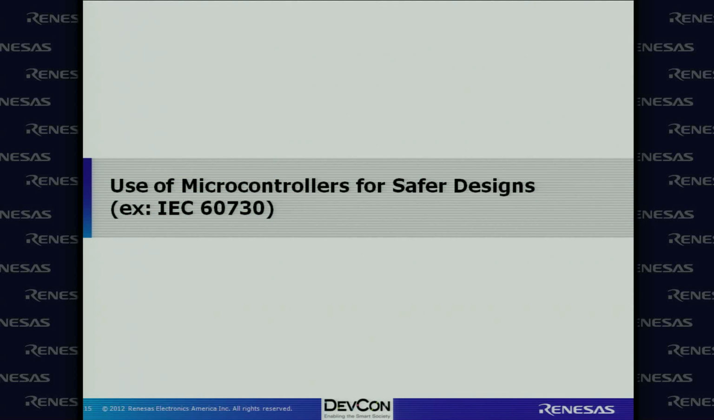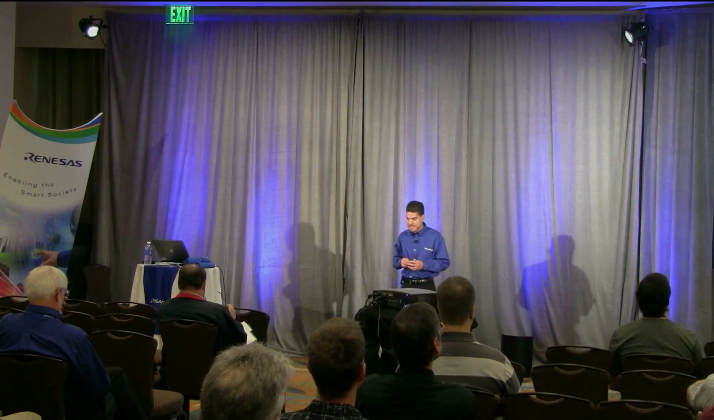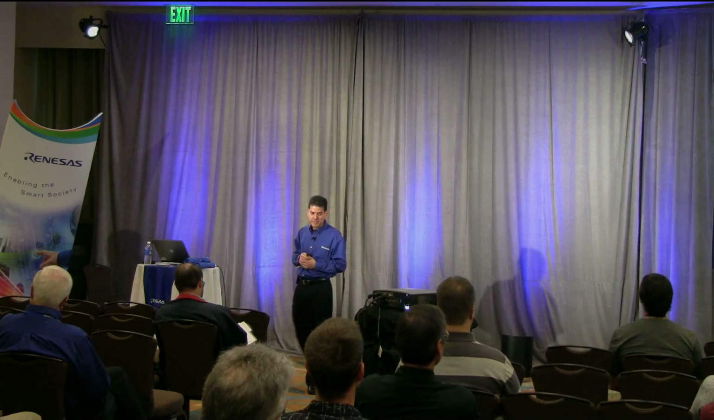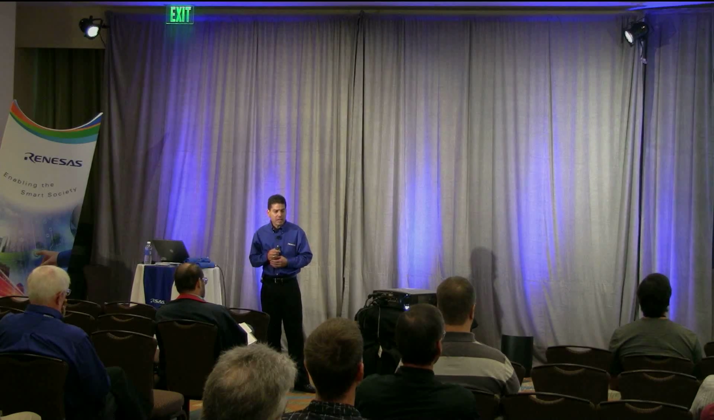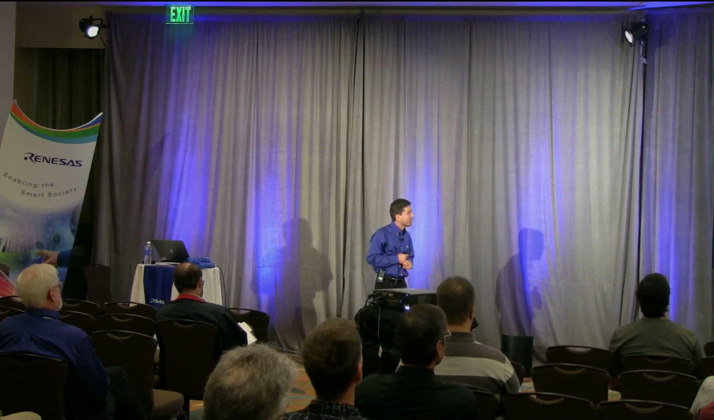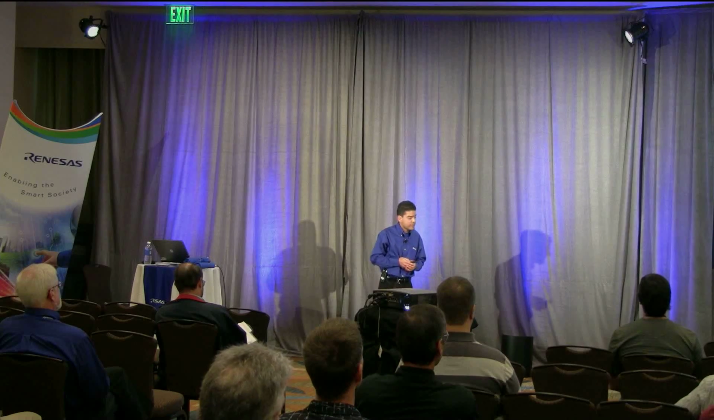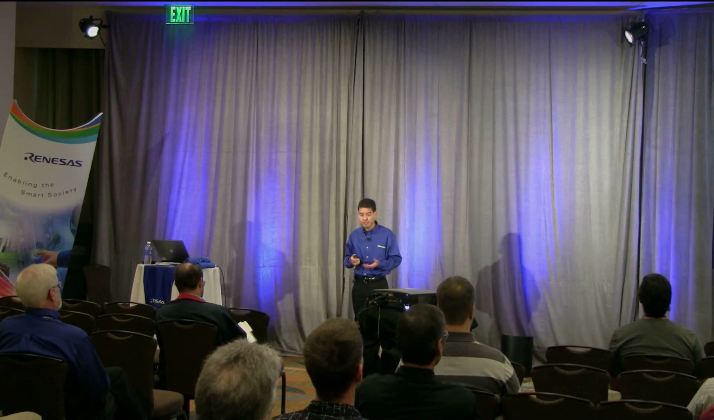Okay, so moving on to some examples of how we can take advantage of microcontroller features for these safety requirements, and I'll be using 60730 as an example. Before I do that, though, let me take a look at some of the considerations that need to be taken when you design for safety.